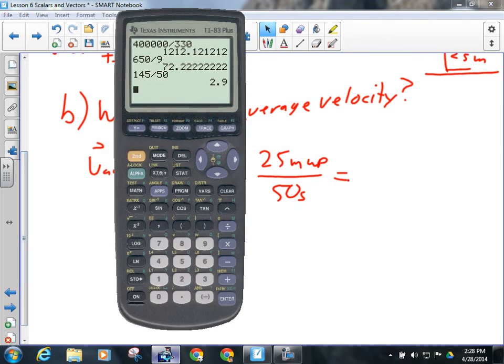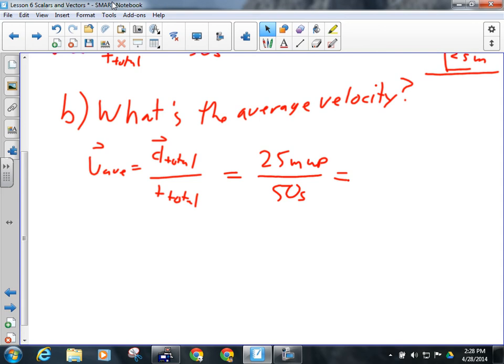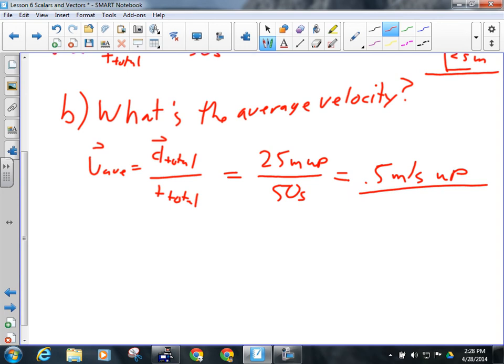Now I can divide those numbers. 25 over 50. That is 0.5. 0.5 meters per second up. Is this ringing a bell?